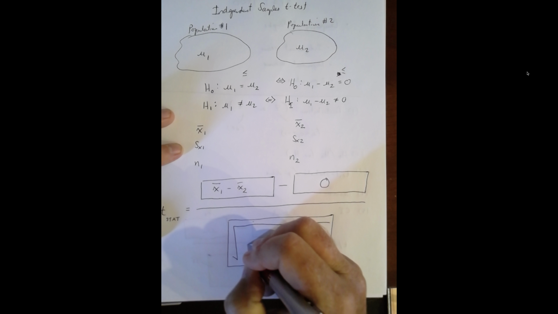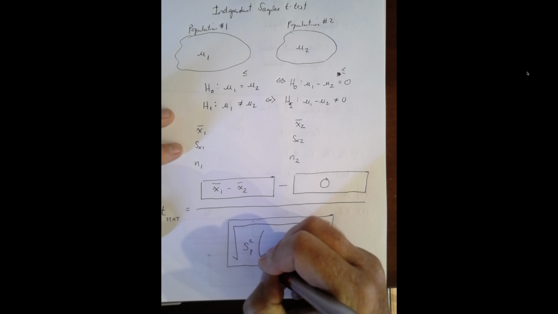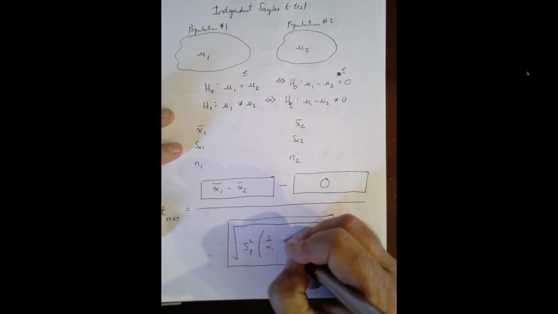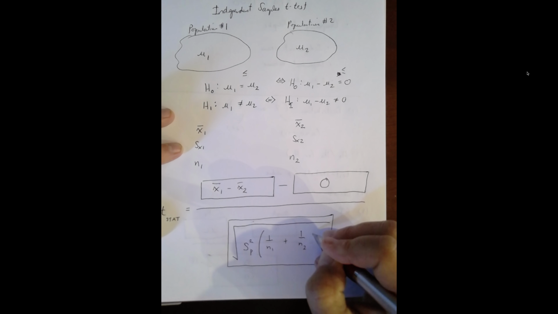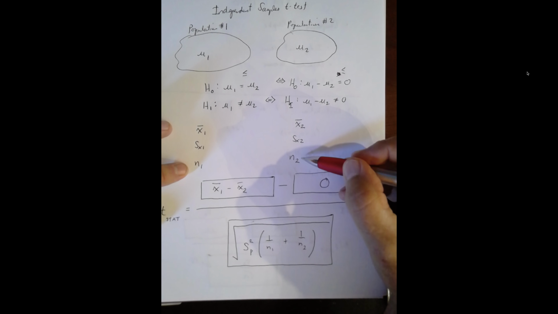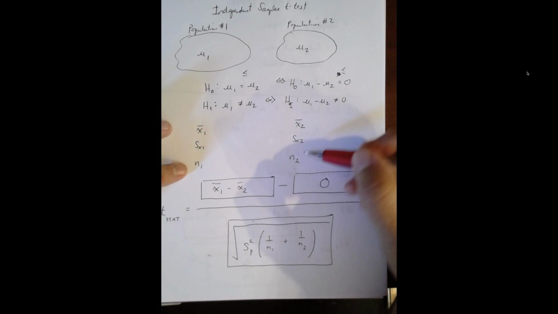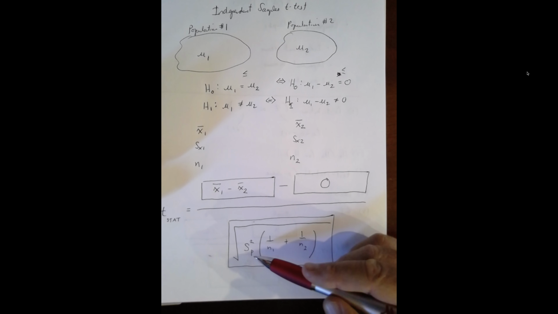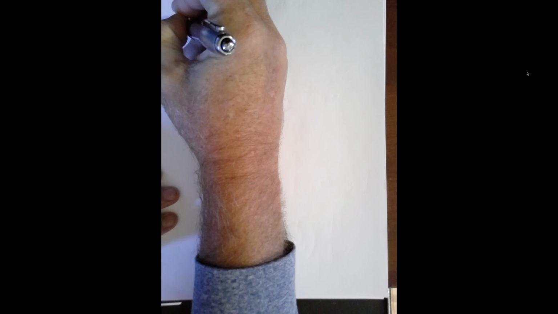The standard error is the square root of the pooled variance times 1 over n1 plus 1 over n2. And again, n1 and n2 are just the sample sizes of the 2 samples we drew from each of these populations to examine the difference in the population means. Now, this pooled variance, this S squared P, it's not crazy to calculate, but it's, I don't know, maybe a little bit crazy.